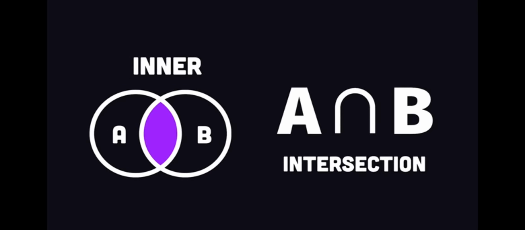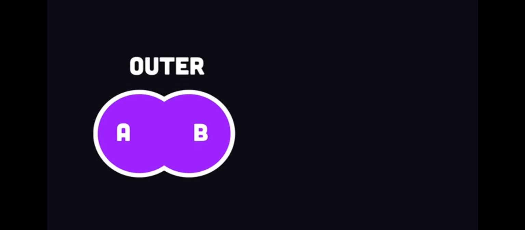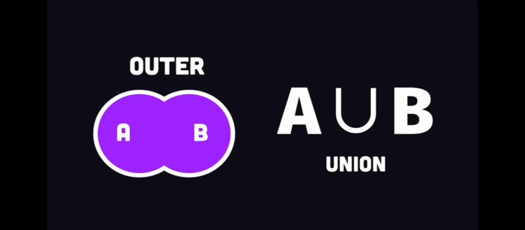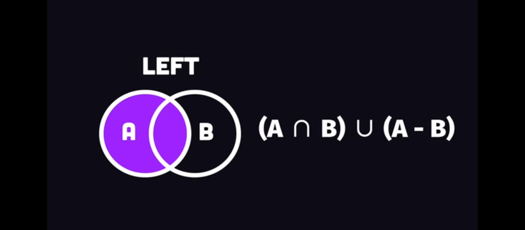Like to select records that match on both tables, you do an inner join, which is called an intersection in set theory. Or to grab all matching records from both tables, you do a full outer join, which is a union in set theory. When doing left and right joins, these concepts are combined, like by combining an intersection with the difference between the two sets.